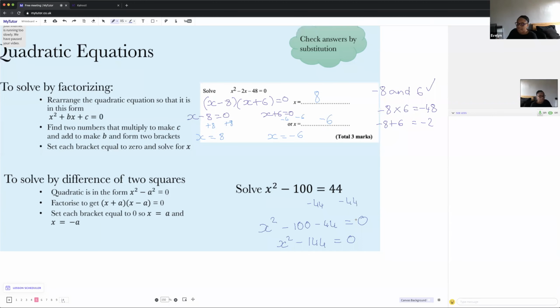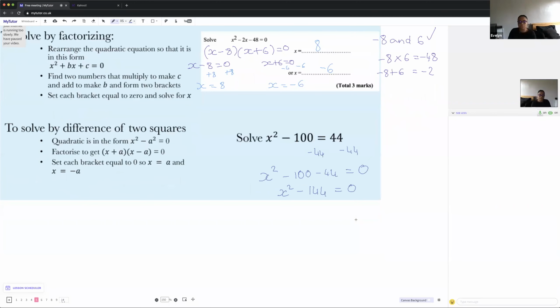And then if we look at both of these numbers, we've got x squared and then minus 144. Now 144 is a square number. It's 12 squared, so we can factorize this. So we've got x plus 12 and x minus 12 equals 0. And then just to solve, remember, set each of your brackets equal to 0. So you've got x plus 12 equals 0 and x minus 12 equals 0.